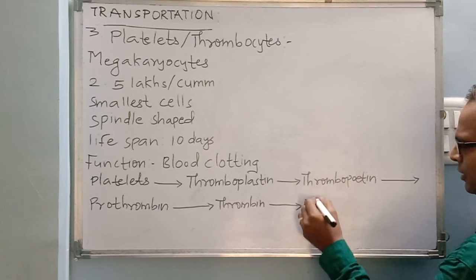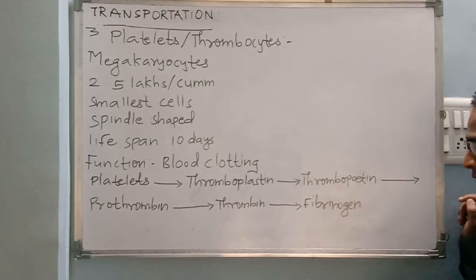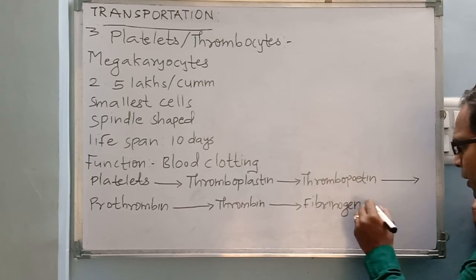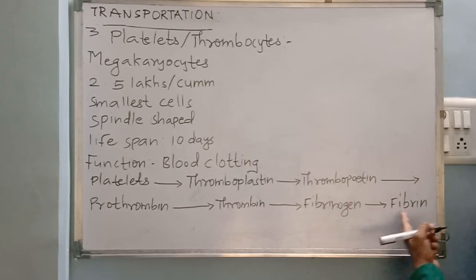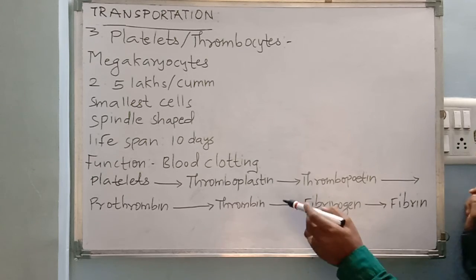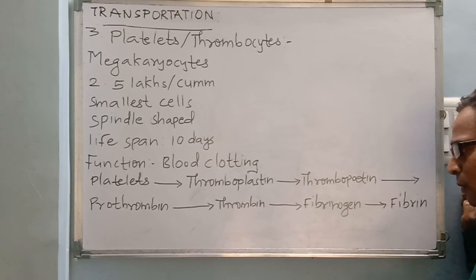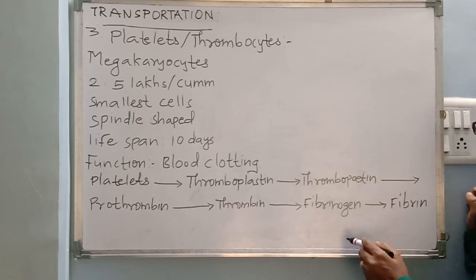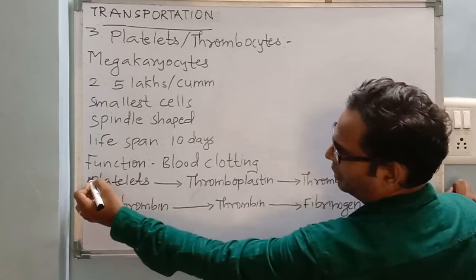converts fibrinogen, which I told you is a type of protein present in the blood, into fibrin, and the moment this fibrinogen is converted into fibrin, blood clots. So this is the chemistry of blood clotting. Platelets first release thromboplastin. Thromboplastin gets converted into thrombopoietin. Thrombopoietin helps in converting prothrombin into thrombin, and then this thrombin helps in converting fibrinogen into fibrin, and the moment this fibrin is formed, blood clots.